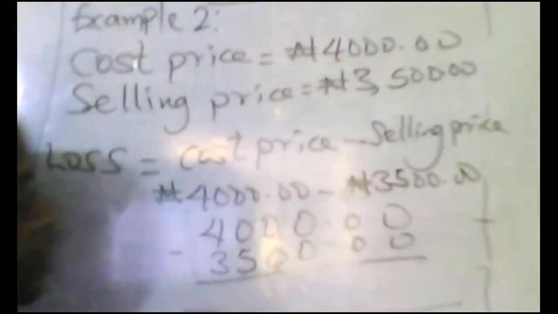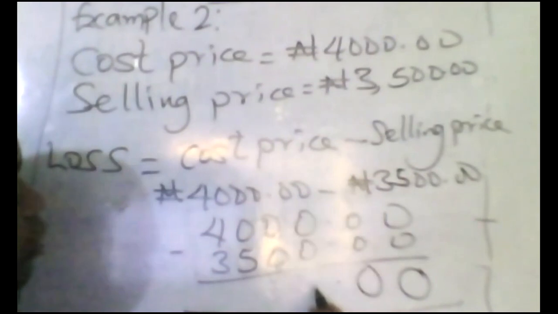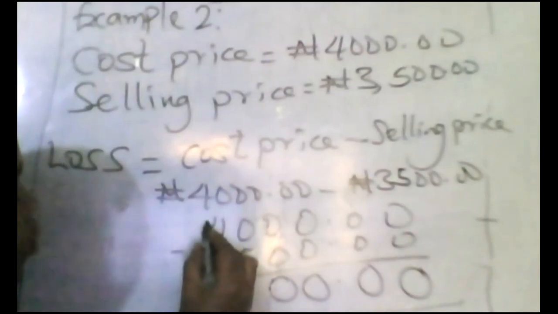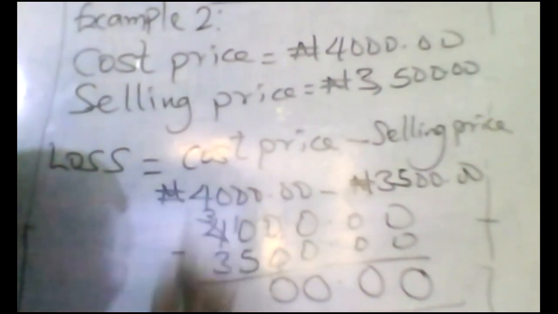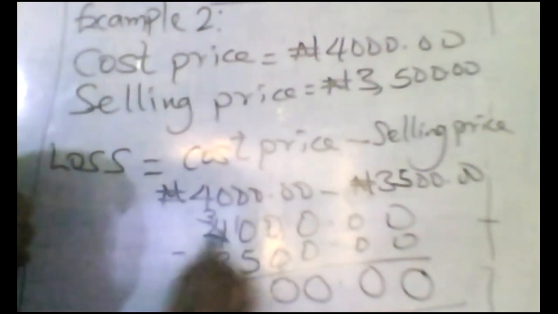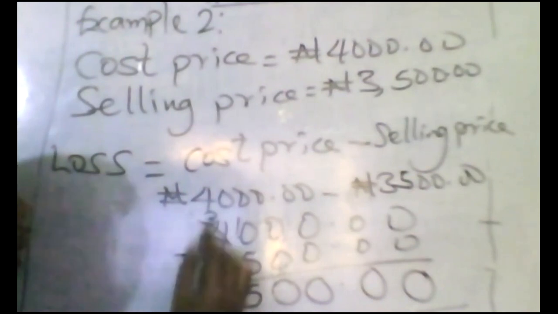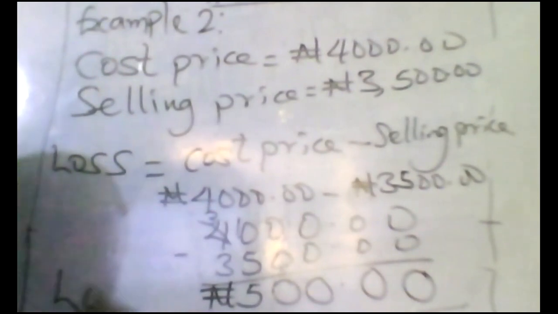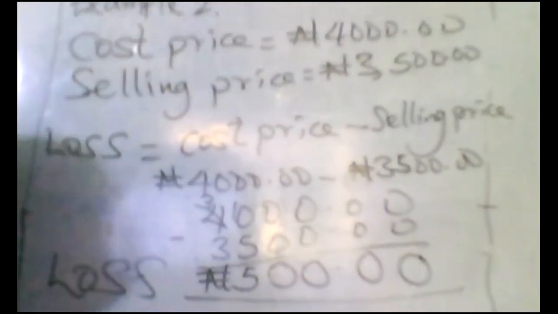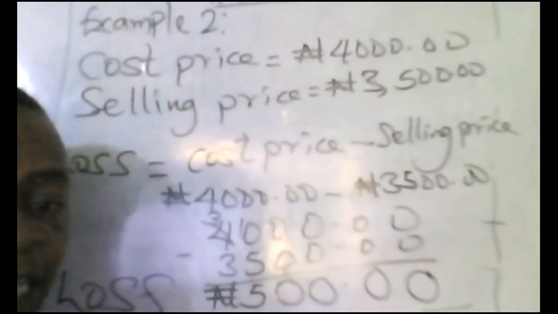Let's subtract it. Zero minus zero, zero; zero minus zero, zero. Then, we have to take one from here and put it here, for this to become 10, then what you have left is 3. Then 10 minus 5, that is 5. Then 3 minus 3, that is 0. So you now have 500 naira as loss, which means Janet lost 500 naira on that article. That's how to get the loss on any article.